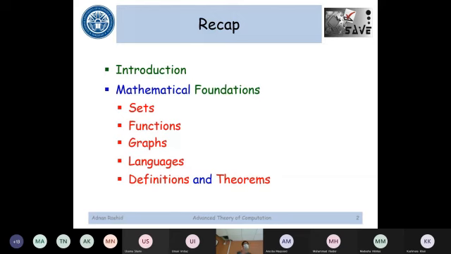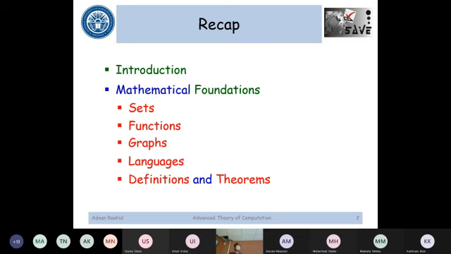So we talked about sets, and then we moved towards functions, and then we saw how we could have some sort of functions, some sort of relations as well, and some sort of predicates as well. And then we moved towards graphs, which is again an important thing that you need to mathematically model any sort of problem. And then we switched towards languages.